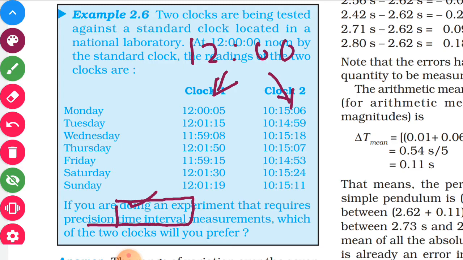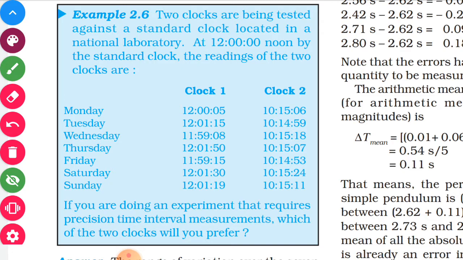Now see, for this kind of example, first of all we find out the lowest time measured by clock 1 and the highest time measured by clock 1. This is the lowest time which is measured by clock 1, and the highest is 12 hour 1 minute 50 second. Now find the range. Okay, now we have to find out the range of this time interval.